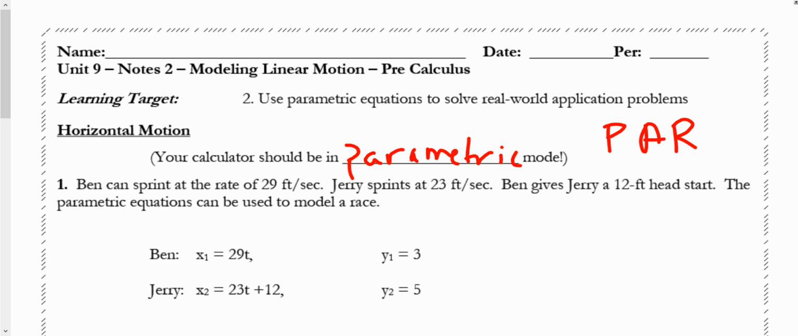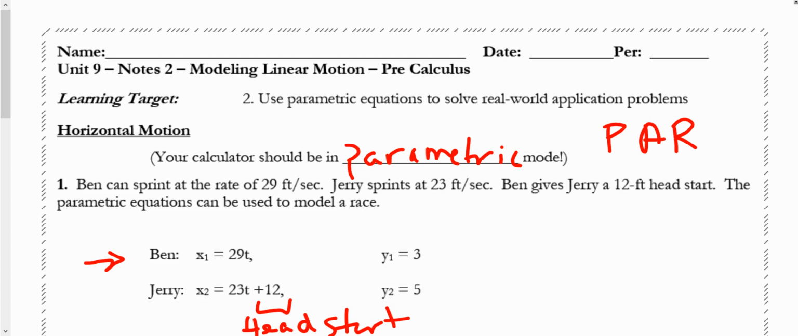So it says Ben can sprint at the rate of 29 feet per second. Jerry sprints at 23 feet per second. Ben gives Jerry a 12-foot head start. The parametric equations can be used to model a race. So here we have Ben, x sub 1 is equal to 29t, so that 29, of course, is just the speed. And then remember that Jerry is given a 12-foot head start. So you're going to see this 12 right here, that's the head start. And then 23, of course, is Jerry's speed.